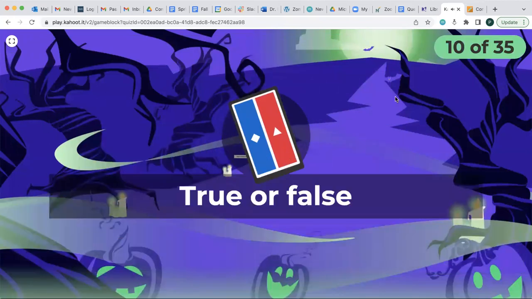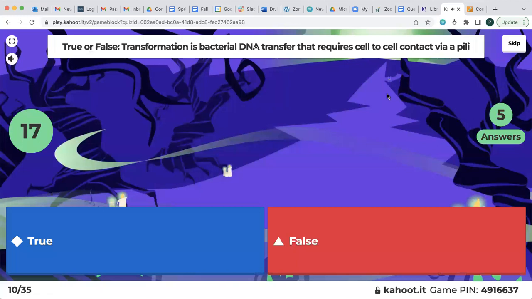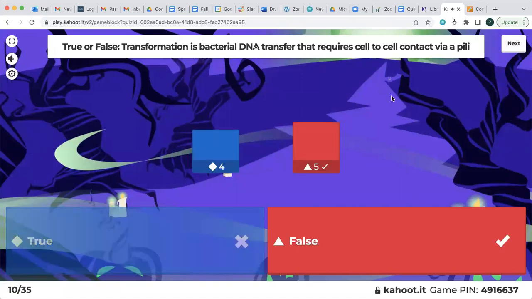All right. True or false? Transformation is bacterial DNA transfer that requires cell-to-cell contact via a pili. False. Very good. Transformation is naked DNA transfer from cell to cell. There's no bacteriophage involved. There's no pili involved. It's just naked, free-floating DNA transfer. Conjugation is the one that requires cell-to-cell contact via a pili.